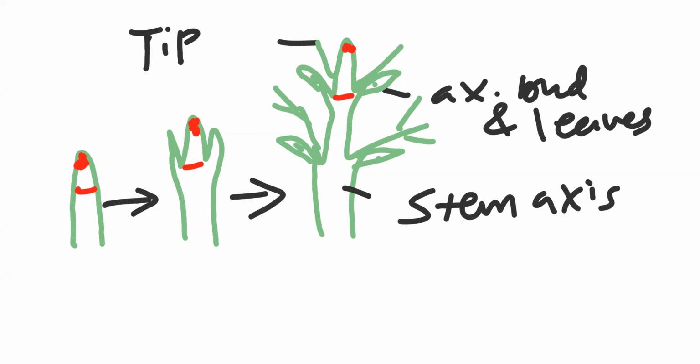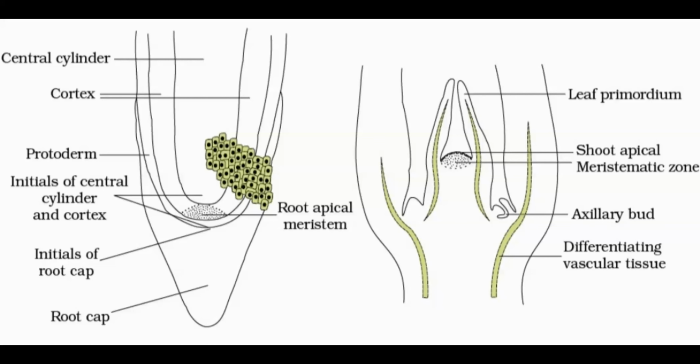Let me quickly revise. You understand this, and if you have any doubt, ask questions. The meristematic tissue patch present at the tip of the root and tip of the shoot are known as apical meristem. They are meant for primary tissue formation and primary growth of the given organ.